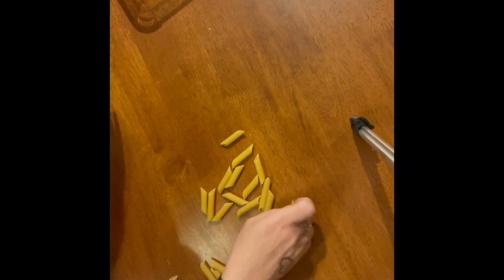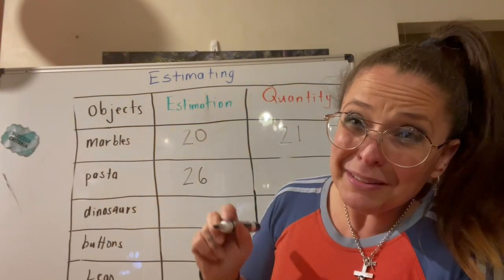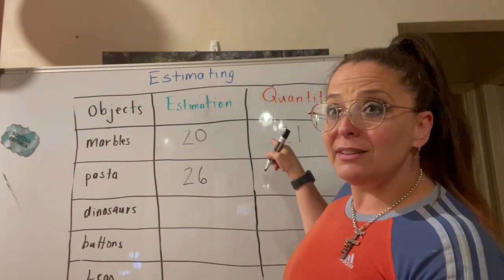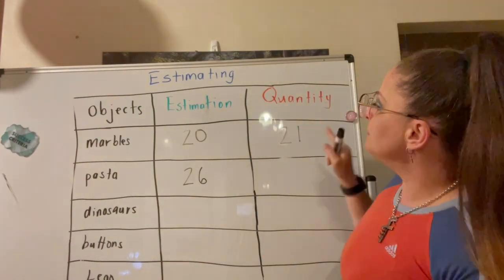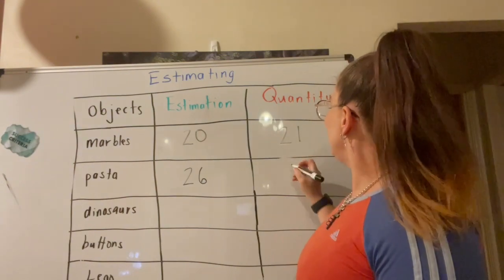2, 4, 6, 8, 10, 12, 14, 16, 18, 20, 22, 24, 26, 28 pieces of pasta. Now I've counted my pasta and there are 28 pieces of pasta, so I'm going to write that in my table. Quantity, pasta, 28.